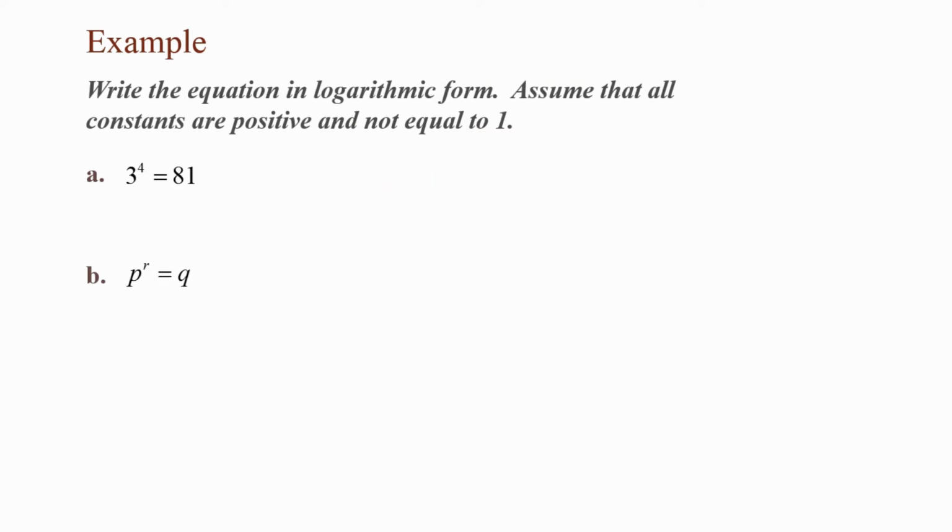In this example, write the equation in logarithmic form. Assume that all constants are positive and not equal to 1. Part A, I have 3 to the fourth power equals 81. So I start by writing log, and then my small number is always the base, which in this case is 3. I put in parentheses what it should equal, which is 81, and then that equals my exponent, which is 4. So 3 to the fourth power equals 81 is the same as log base 3 of 81 equals 4.